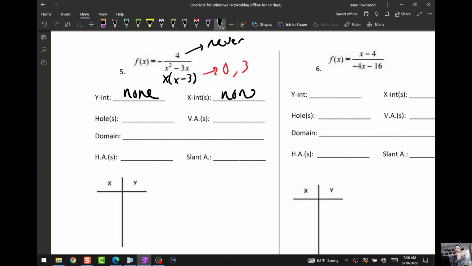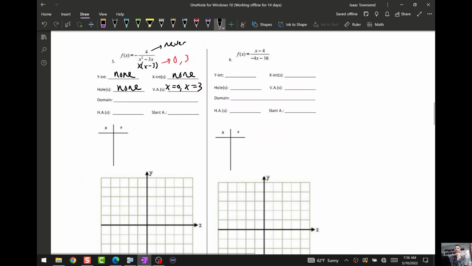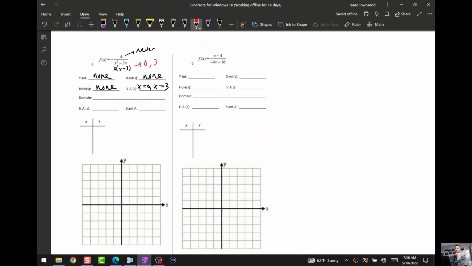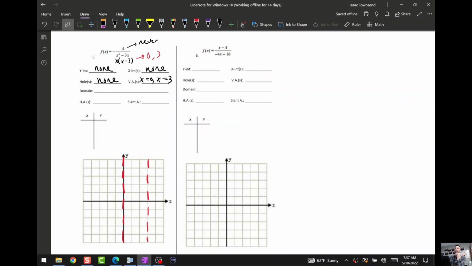So nothing makes the numerator 0, nothing makes the numerator and denominator 0, and 0 makes the denominator only, and 3 makes the denominator only. So that's what you should have gotten for those 3. So can't graph an x-intercept if it doesn't have one, but I can put in our vertical asymptotes. And of course, make any corrections you need to for that, and feel free to adjust your notes on the box on the top page.